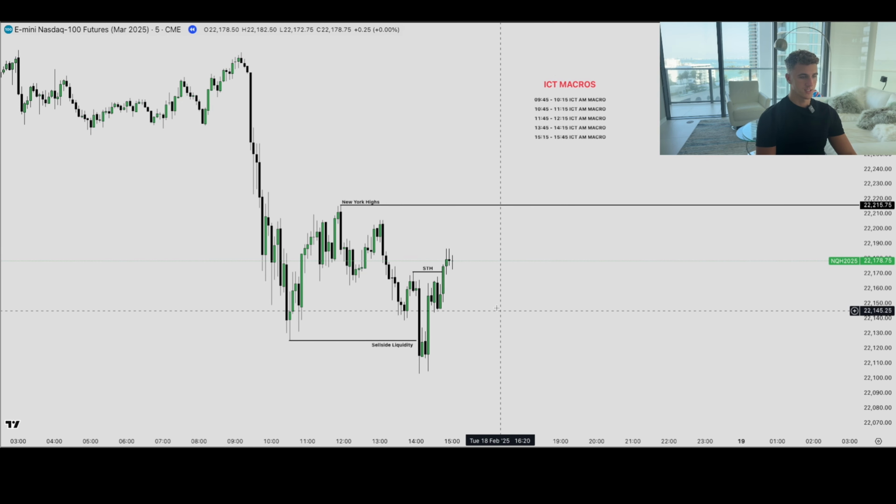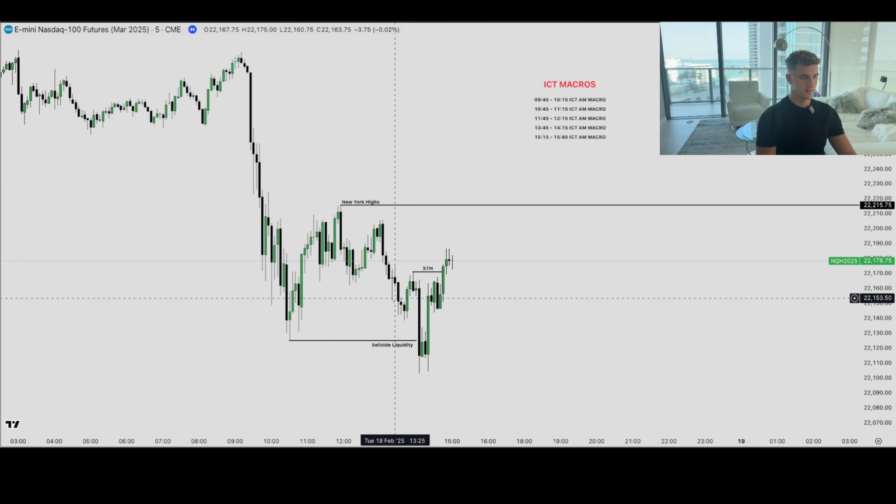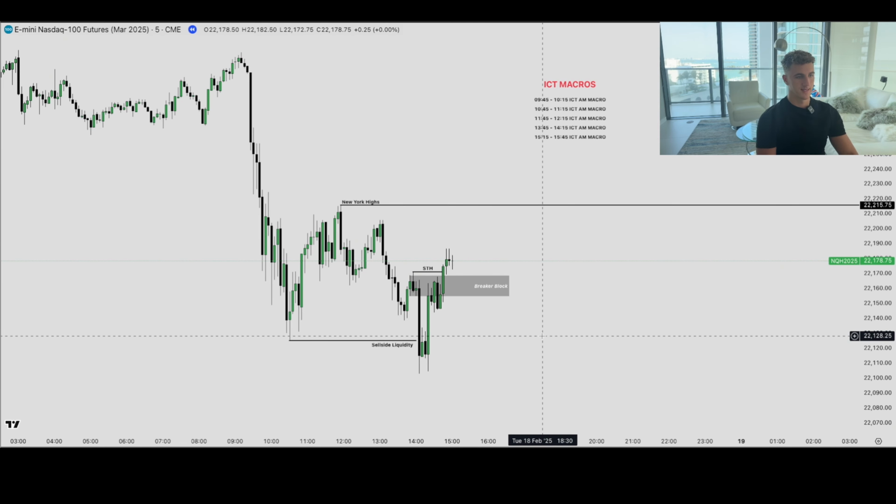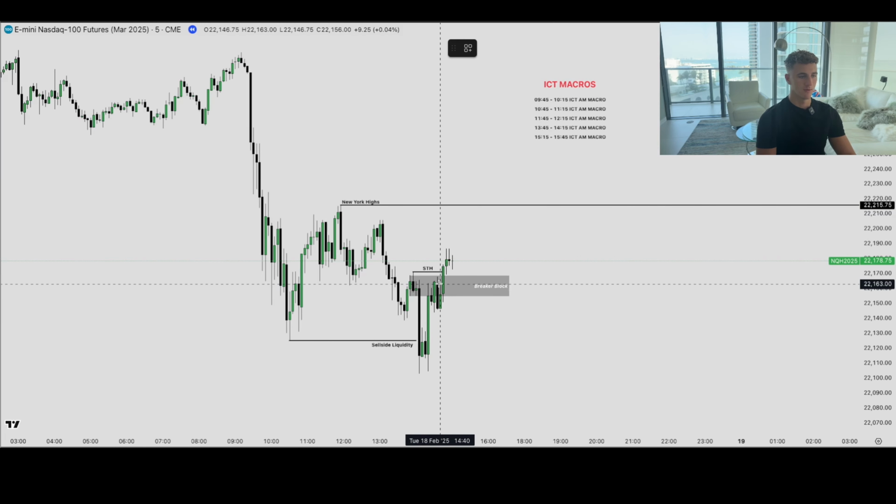So anyway, as you can see, we've swept sell side liquidity here and we've displaced above this short-term high here. As you can see, again, this high was formed inside of this inefficiency, hence this market structure shift is going to be more significant. So anyway, we've had a strong bullish closure above this high and we've left a bullish breaker block behind that is literally overlapping perfectly with the fair value gap, right?